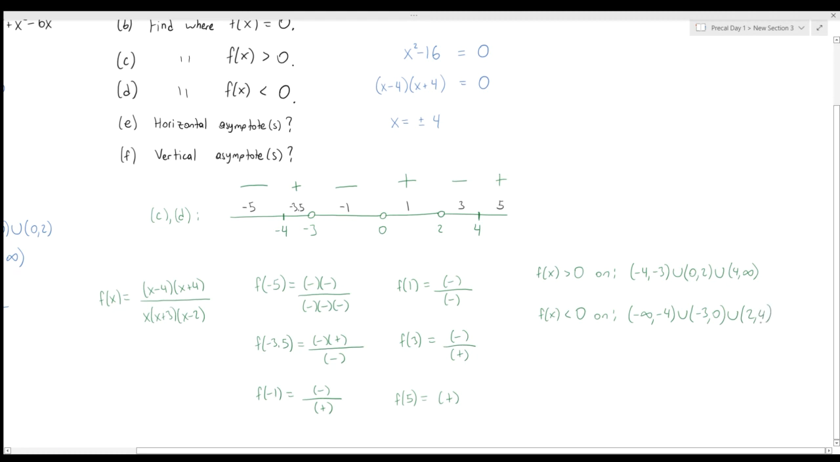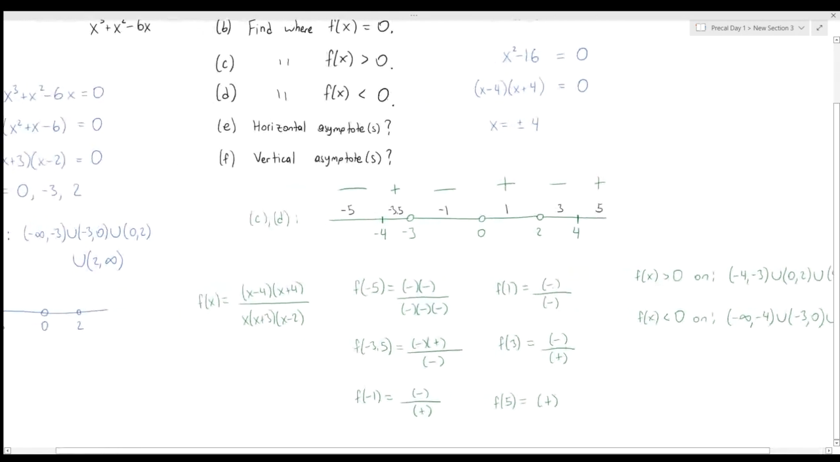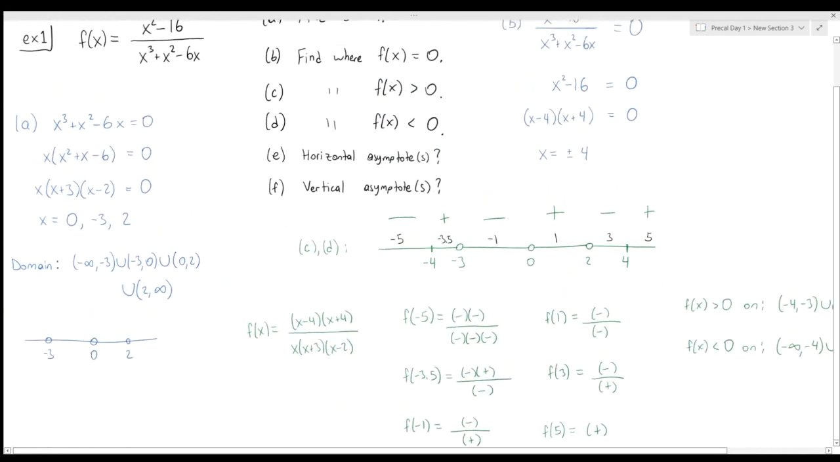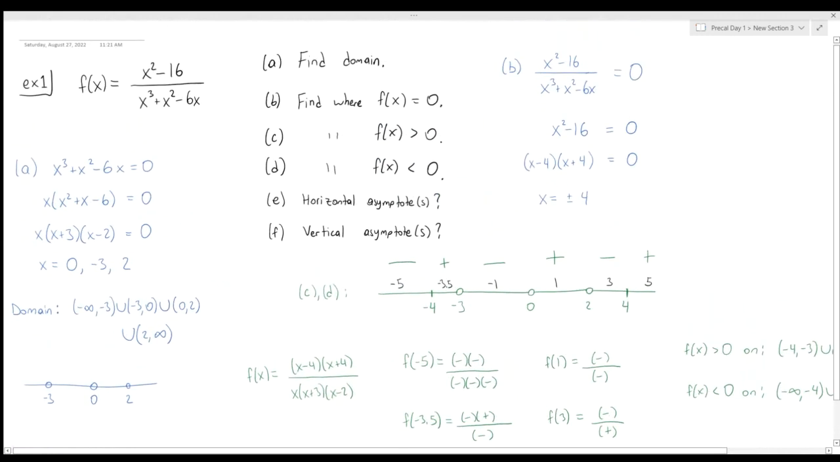Okay. And then I also wanted to touch on finding horizontal and vertical asymptotes for a rational function. So let's talk about the horizontal asymptotes first. So maybe first, can anyone tell me what the horizontal asymptote is just by looking at this function?